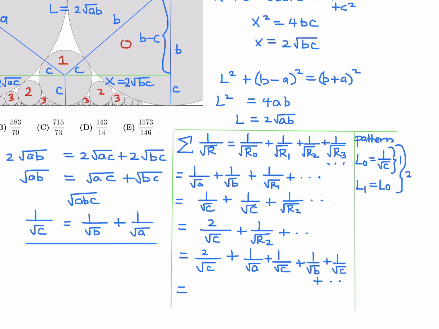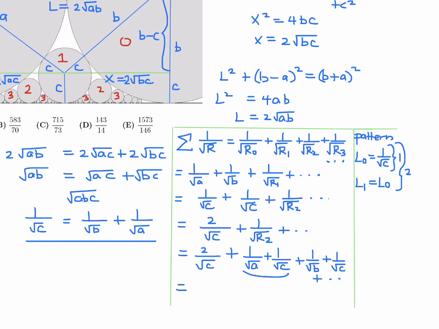Right? And then these two guys combine, this one A and this B, to give me 1 over root C. So I'll have 1 over root C and then another one and another one. So that's 3 plus 2 is 5. So it's going to be 5 over root C, and then plus the next one, which will be 1 over R3 root. Okay, so that means L2 was actually this guy, which was 3 L0. So that means when you did the summation of all of those, it became 5. And that's why we have a 5 here.